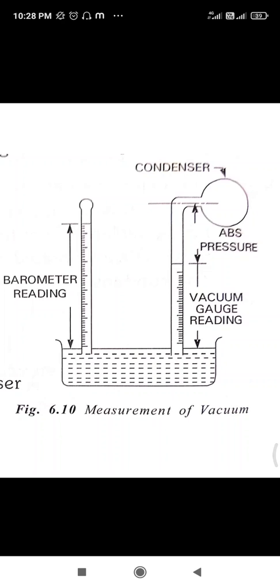First we'll learn about the dry air extraction system. In this system, the dry air pump removes only air from the condenser, and a separate pump is used for extraction of condensate. The dry air pump is connected at the top of the condenser, and its opening is kept away from the incoming steam to avoid mixing of steam with air. Simply, it will extract only dry air.